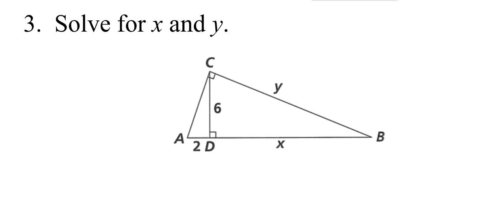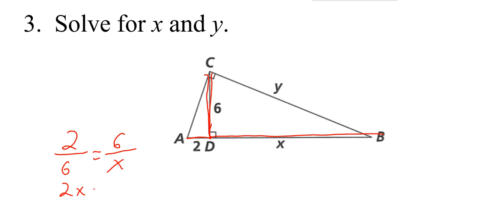Okay, so now solve for x and y. Here I'm going to use my hockey stick theorem. I'm going to say that 2 over 6 is equal to 6 over x. When I cross multiply, I get 2x equals 36. Divide by 2, divide by 2, and I get x is equal to 18.